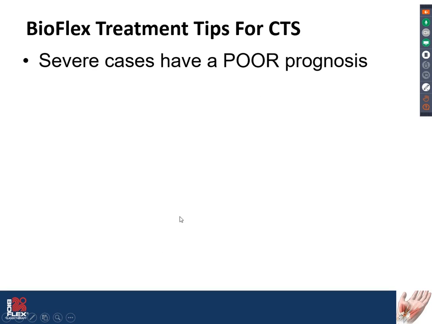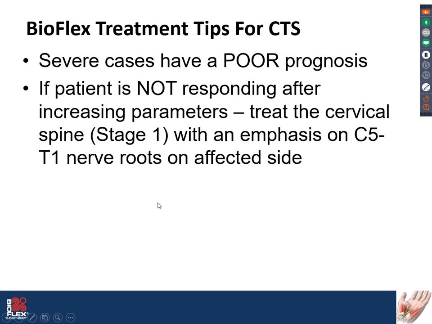Severe cases, as I mentioned earlier, have quite a poor prognosis, so I'd be a little hesitant to take those patients on. It's mild to moderate conditions that seem to respond the best. If the patient's not responding after increasing the parameters, I'd suggest you treat the cervical spine at stage 1 on the affected side. And usually you're going to emphasize treating the C5 to T1 nerve roots, on the right or left side or bilaterally if that's the case.